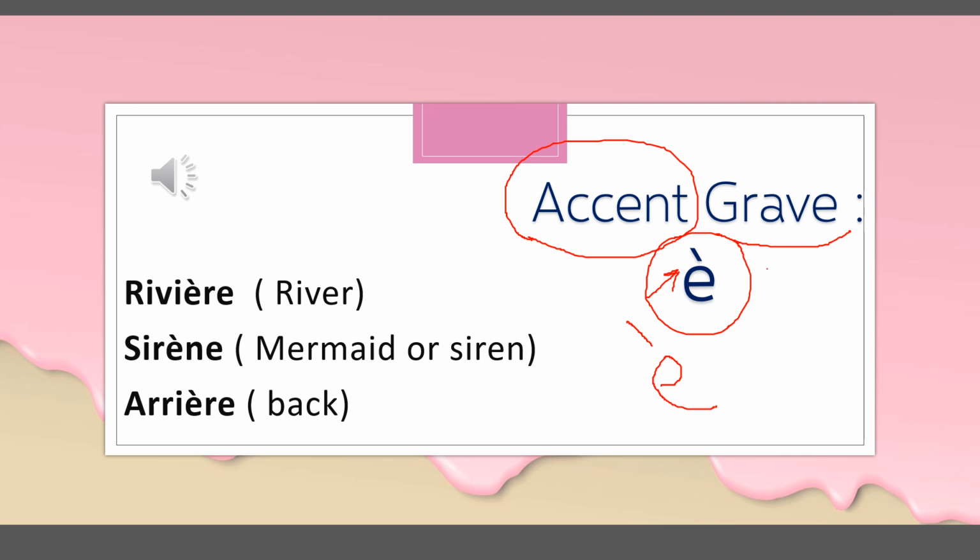So it's an E plus a bar, and that bar actually goes from the upper left down to the right. The other one would go from the right to the left. This one goes from the upper left down to the right. It's an è. So, for example, rivière. That's river. Rivière.